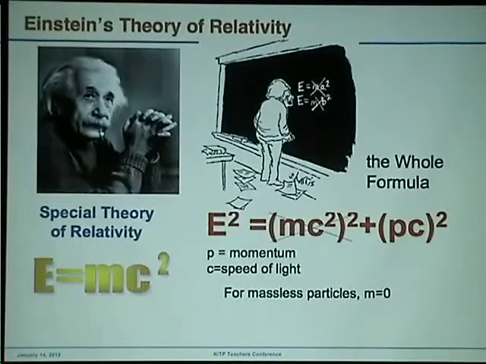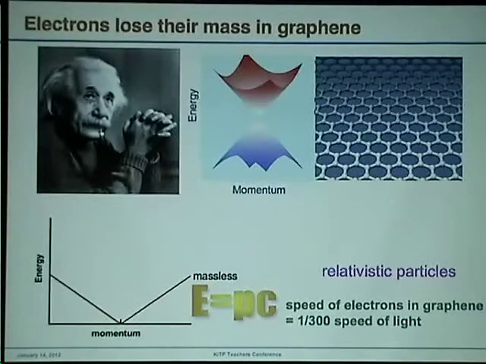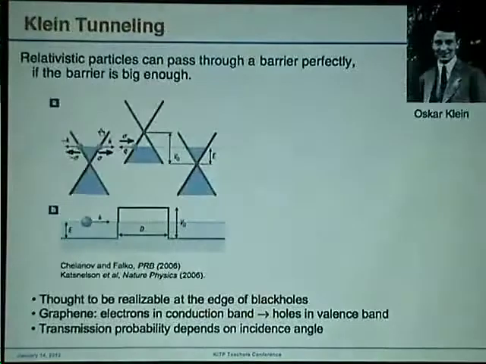If you basically get rid of the mass, the energy will be proportional to the momentum, and so this is why it's called relativistic particles, because the energy is simply proportional to momentum, unlike massive particles, where energy is quadratic in momentum. So that's the energy-momentum relationship. It's linear. Okay, so that's why electrons in graphene act as massless relativistic particles.